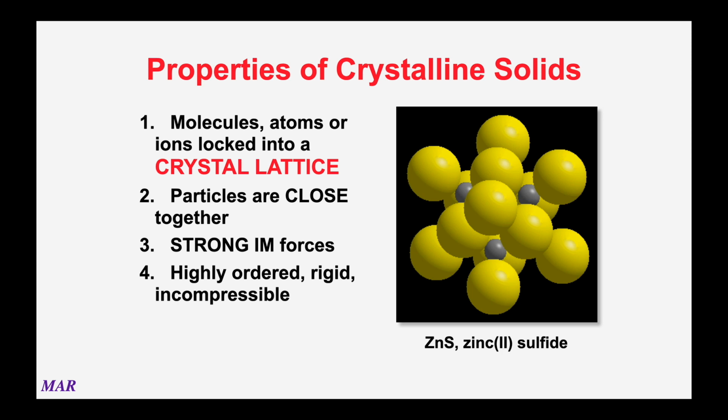The ion-ion force or metallic force, depending on what you have, we're going to consider to be the strongest of the intermolecular forces by far, stronger than ion-dipole, stronger than hydrogen bonding, stuff like that. These forces are so strong that it makes them very highly ordered. They're rigid and incompressible. So once you have them, you're not going to change their volume, like you could with a gas.